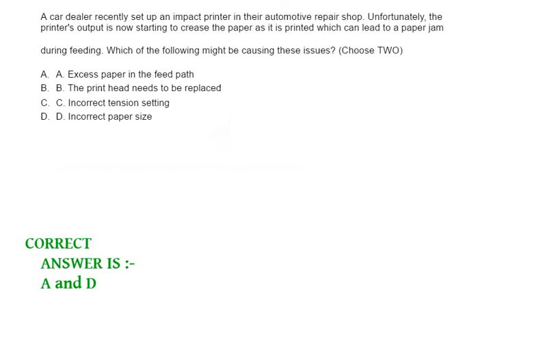Next question is, a car dealer recently set up an impact printer in their automotive repair shop. Unfortunately, the printer's output is now starting to crease the paper as it is printed, which can lead to a paper jam during feeding. Which of the following might be causing these issues? Choose two options. Option A, excess paper in the feed path. Option B, the print head needs to be replaced. Option C, incorrect tension setting. Option D, incorrect paper size. Correct answer is option A and option D.